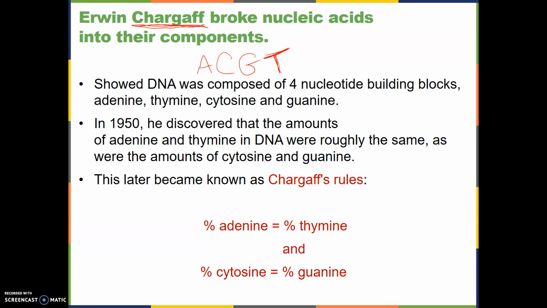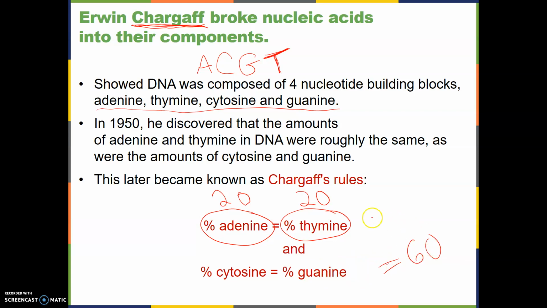thymine, cytosine, and guanine. And what Chargaff discovered was he analyzed DNA, and he found out that when the percentage of adenine, say, was 20%, then the percentage of thymine would also be 20%. And in that case, since 20 and 20 is 40, then cytosine and guanine together would add up to 60, because percentages are out of 100. So the percent of cytosine would be 30, and the percent of guanine would be 30.